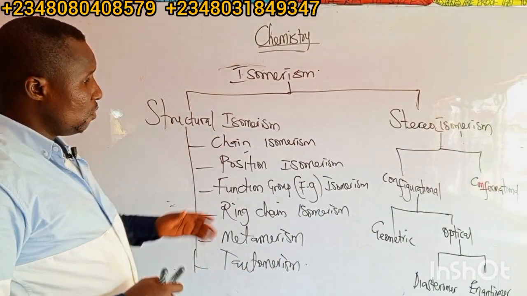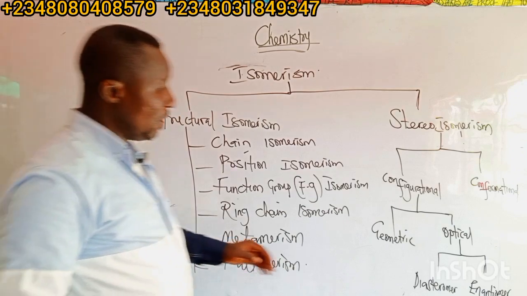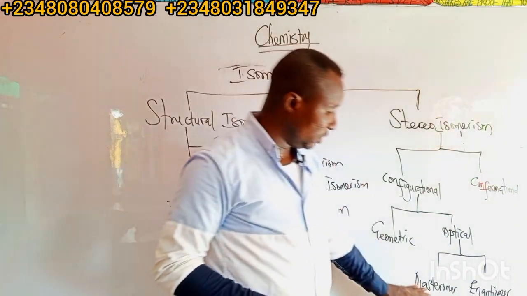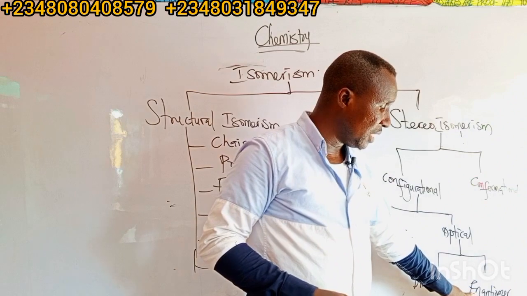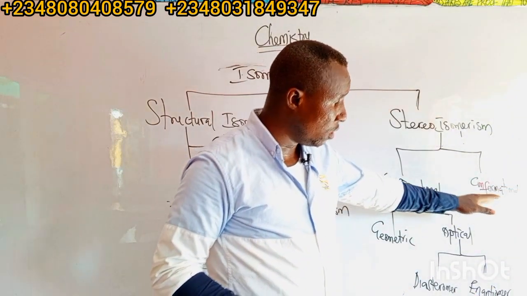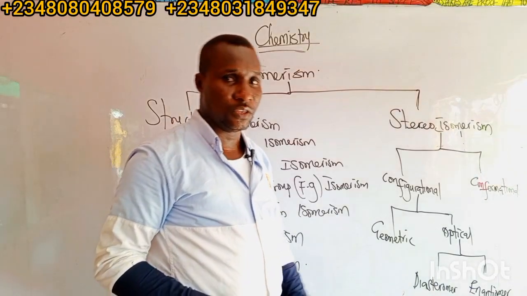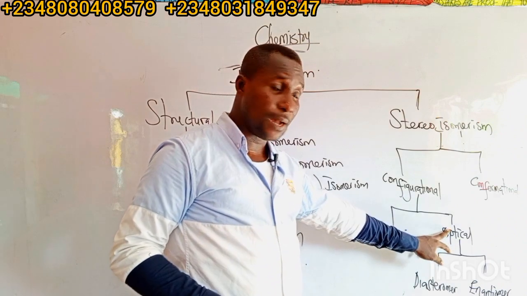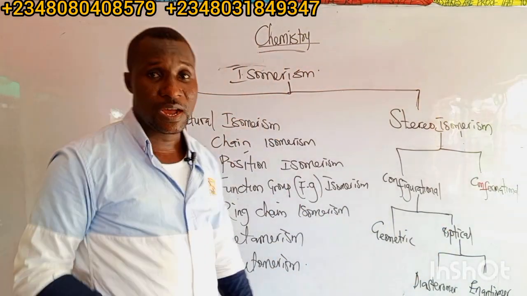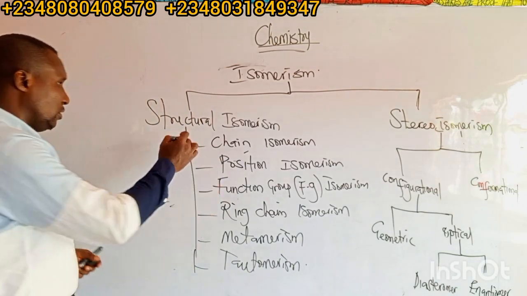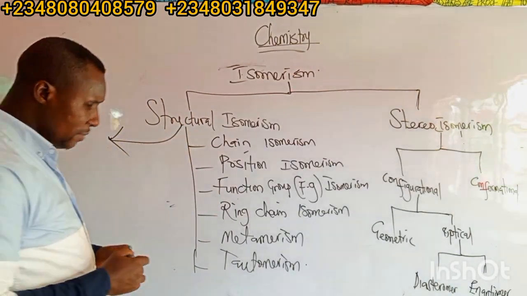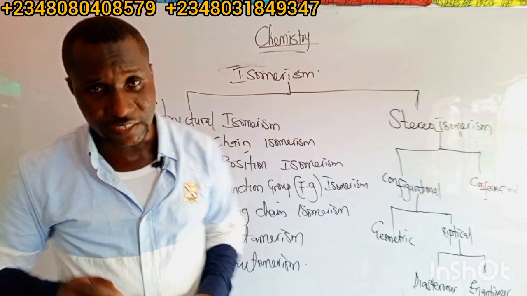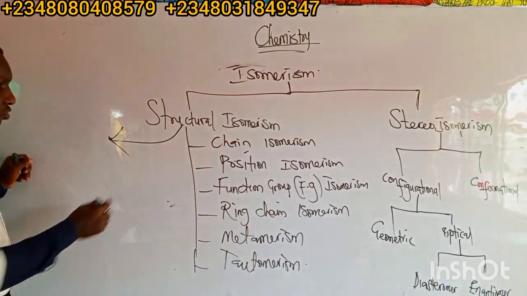For JAMB, we are going to look at structural isomerism, and we are going to look at geometric and optical isomerism. We won't talk much on the diastereomers and enantiomers, and we are not going to talk on conformational isomerism, because your scheme of work only asks for geometric, optical, and structural isomerism. What is structural isomerism? Take note. Let me give you the meaning of structural isomerism.